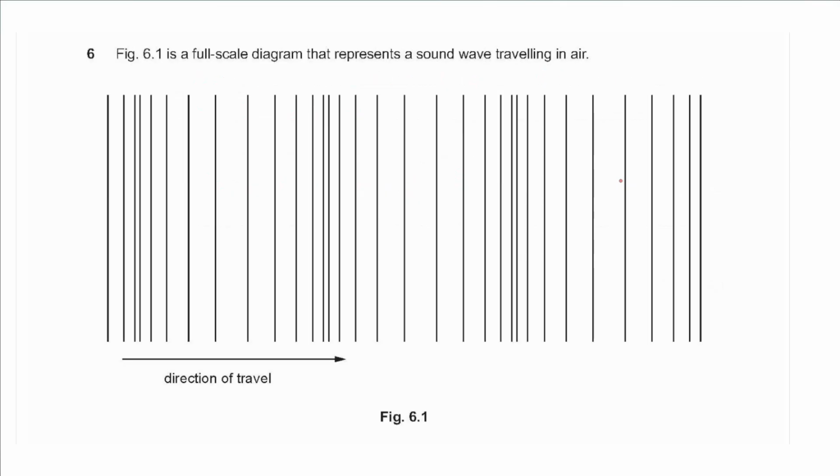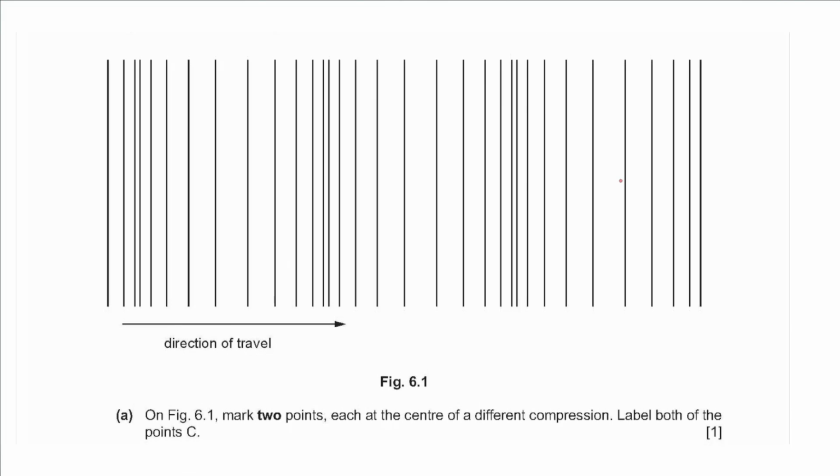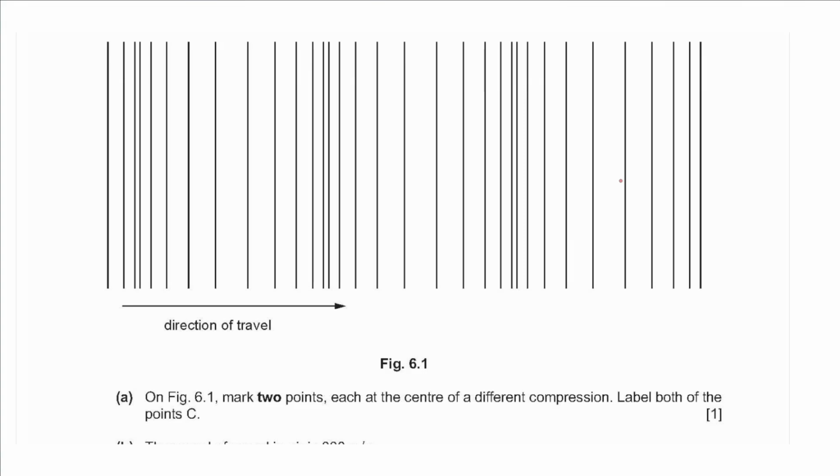Question 6 says figure 6.1 is a full-scale diagram that represents a sound wave traveling in air. On figure 6.1, mark 2 points each at the center of a different compression. Label both of these points C. So a compression is where the layers of molecules are close to each other. So for example, this is a compression and this is a compression. We also have another one here.